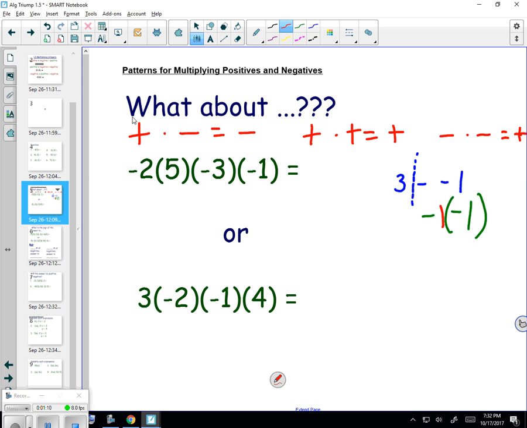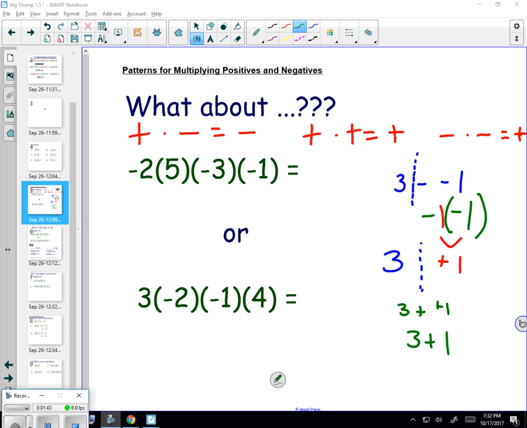Negative 1 times negative 1. Negative times negative is positive. 1 times 1 is 1. So what we get is the ability to change our equation to 3 and positive 1. We have this hidden addition sign here. 3 plus positive 1. Well, we don't usually write a plus or positive, so it's 3 plus 1. 3 minus negative 1 is the same as 3 plus 1 because we have hidden multiplication.